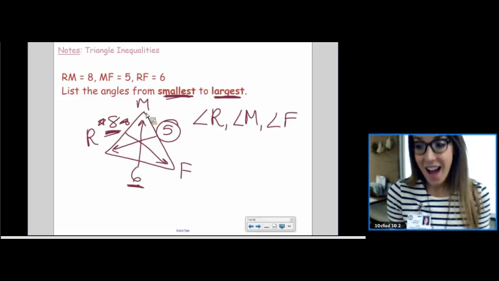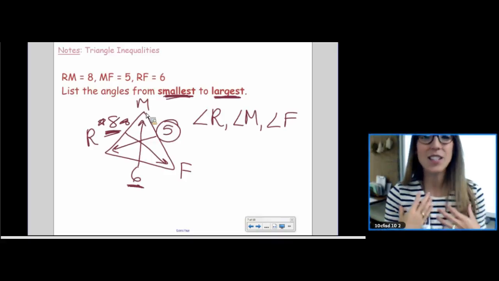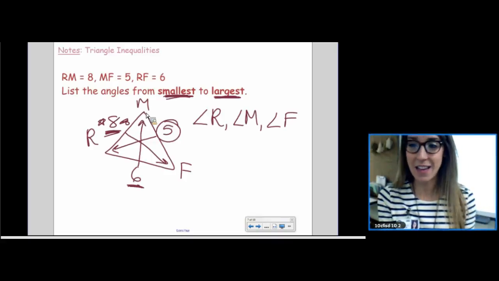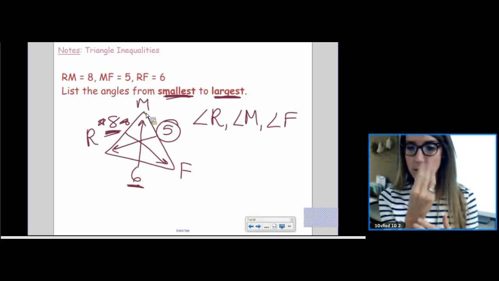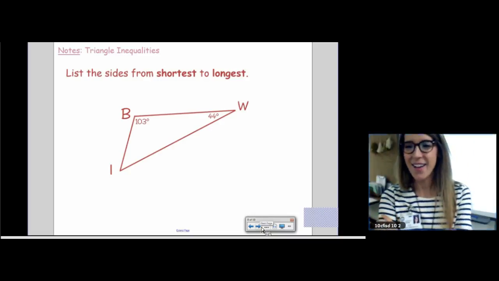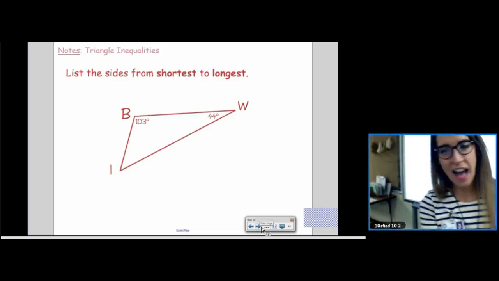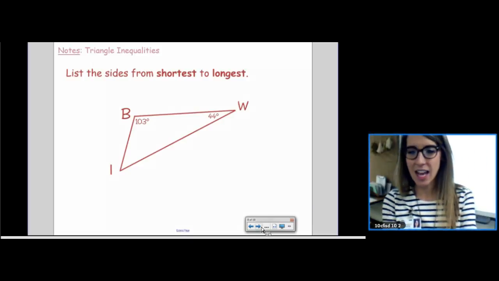You don't name the sides, because I gave you sides. You name the angle, the thing I didn't give you. To name an angle, you can use one letter, or you can use three letters. All right, go ahead and try this one. Now we're going to list sides, not angles. List these sides from shortest to longest.